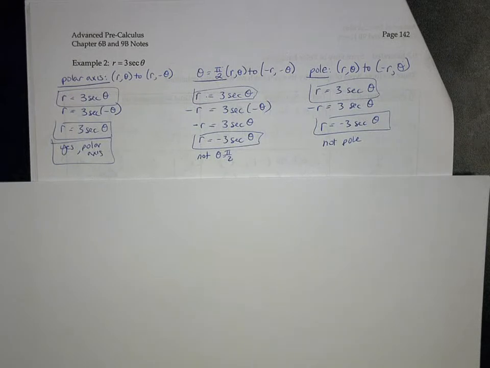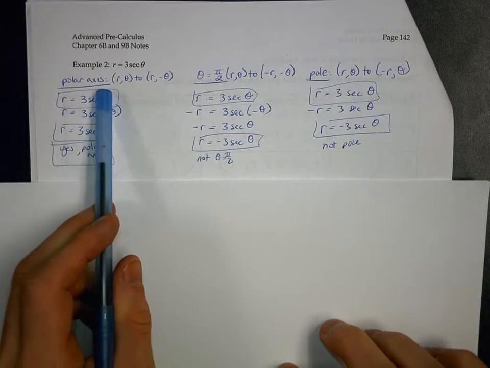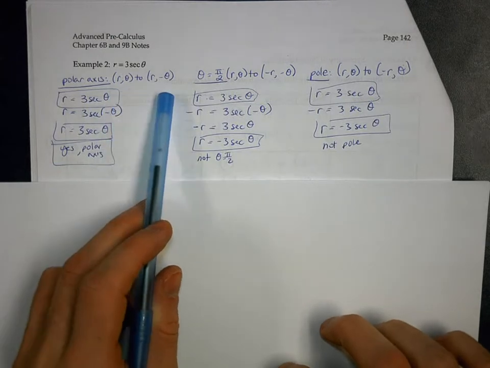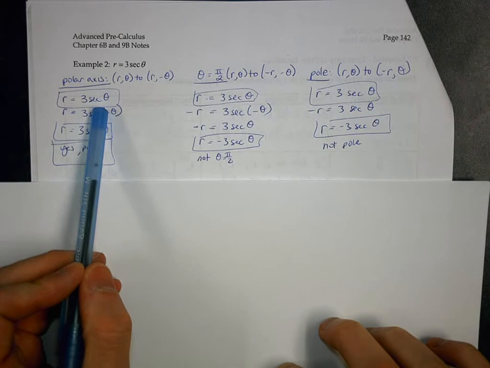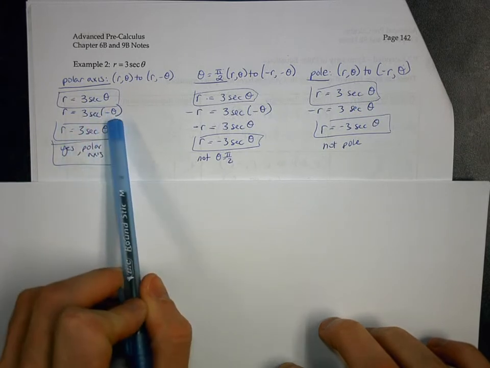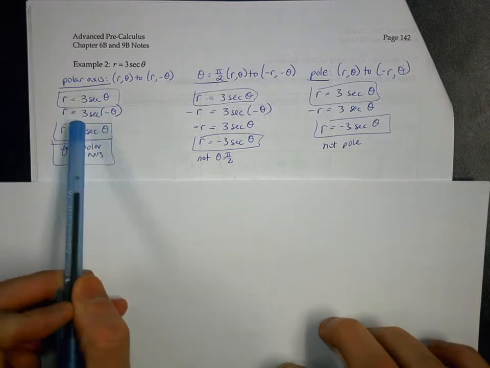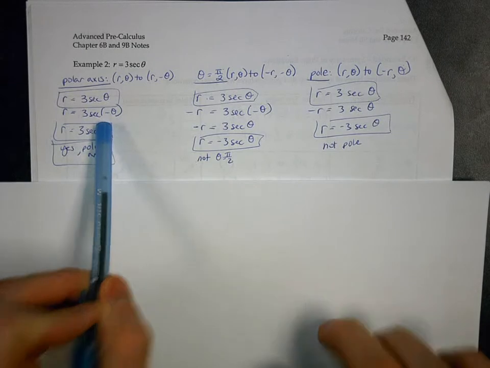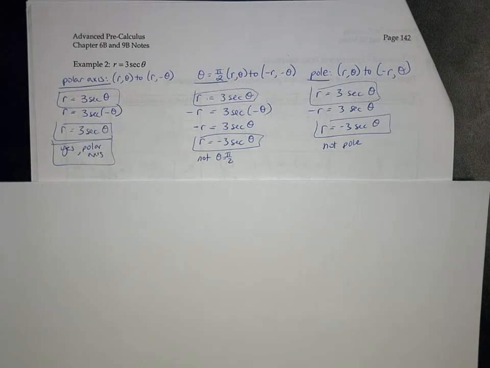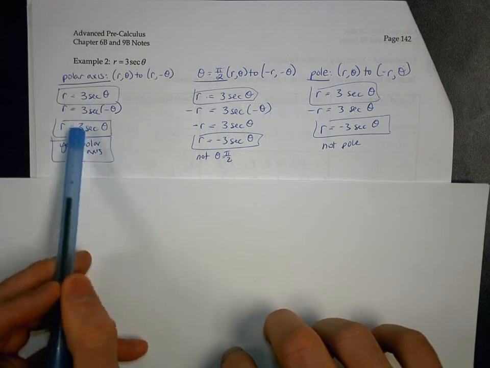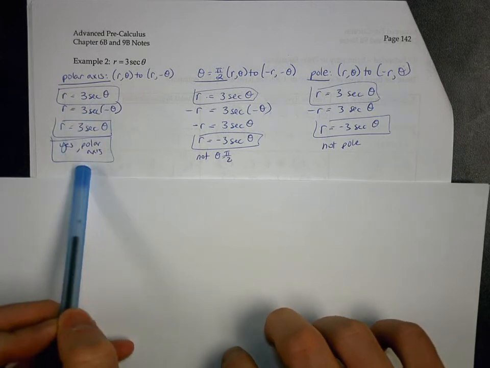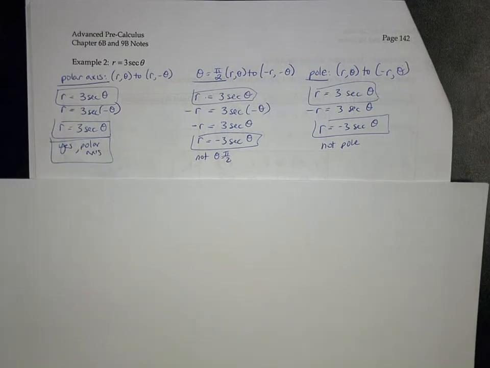So as I do my math here, we'll first start with polar axis. For every r theta, we're going to plug in r negative theta. So r equals 3 secant theta, plug in a negative in place of theta, so 3 secant negative theta. And secant is an even function, which means that when I apply my even and odd identities, the negative sign goes away. So I end up with just my original, again, 3 secant theta. These two things are equivalent. So I can say, yes, I definitely do have polar axis symmetry.